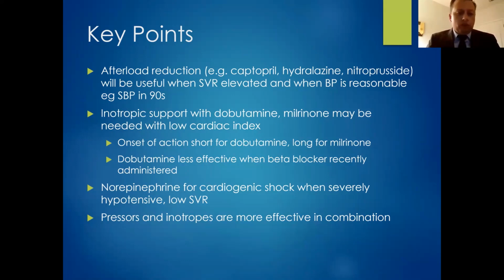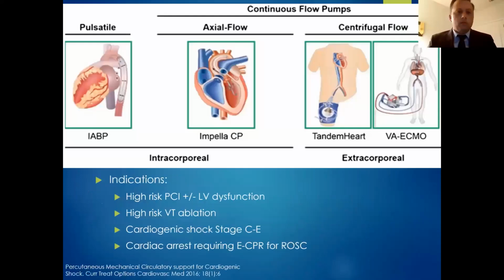In terms of pressor support, norepinephrine at this point remains the first-line agent. It has been compared to dopamine as well as epinephrine in previous studies. For those that are severely hypotensive, with systolics as low as the 70s, and/or having a low SVR, norepi is the first one most people will go to. The other thing to keep in mind is that pressors and inotropes are more effective in combination. So using Levophed in combination with milrinone may help in terms of the inotropic support, as well as not increasing your afterload too much from the epi or norepi.